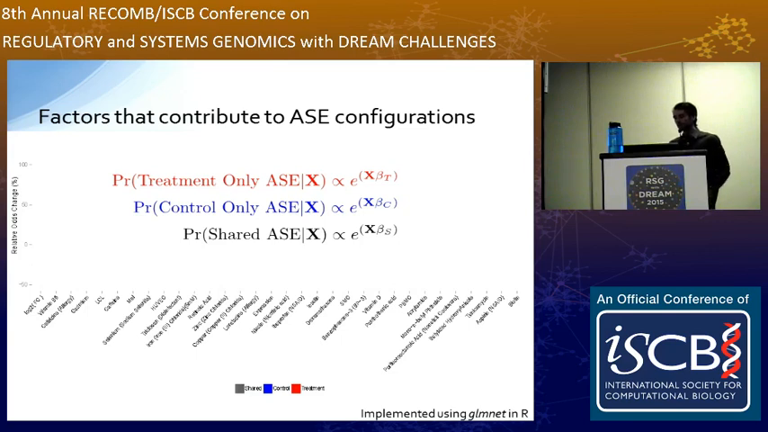So then, given the large number of environmental conditions that we're investigating, we can now ask which factors contribute to the different ASC configurations. And to do that, we used a multinomial model to predict ASC in each of the categories from MESH, where the default would be no ASC, and then we can look for shared, control-only or treatment-only. And to do this, we used a model with elastic net variable selection, which is implemented in the GLMnet package in R.